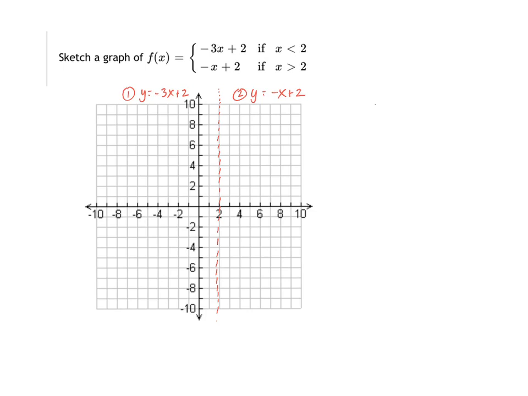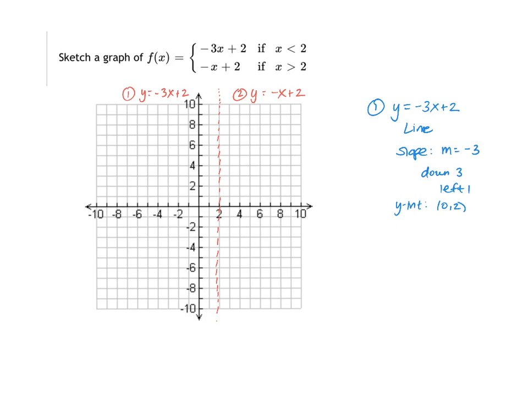So let's take a moment and think about rule number 1. So f of x, or y, equals negative 3x plus 2. So this is a line. This line has a slope of negative 3. So we can think about a slope of negative 3 as going down 3 and then left 1. The plus 2 at the end also tells me that it has a y-intercept at (0, 2).